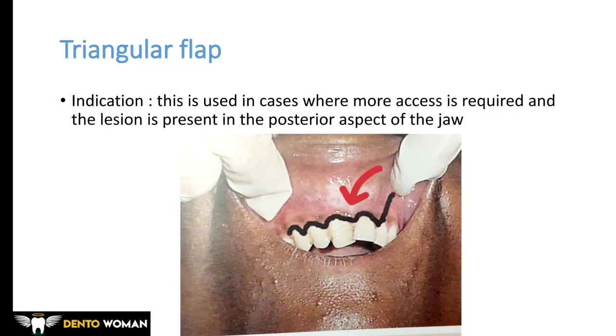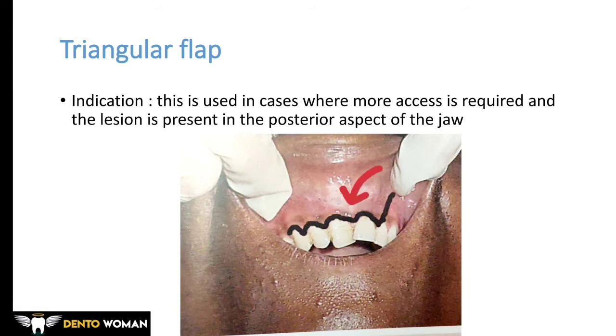Triangular flap. This flap is indicated in cases where more access is required and the lesion is present in the posterior aspect of the jaw. It is a two-sided flap which consists of a clavicular incision similar to an envelope flap and a vertical relieving incision which goes towards the vestibule.